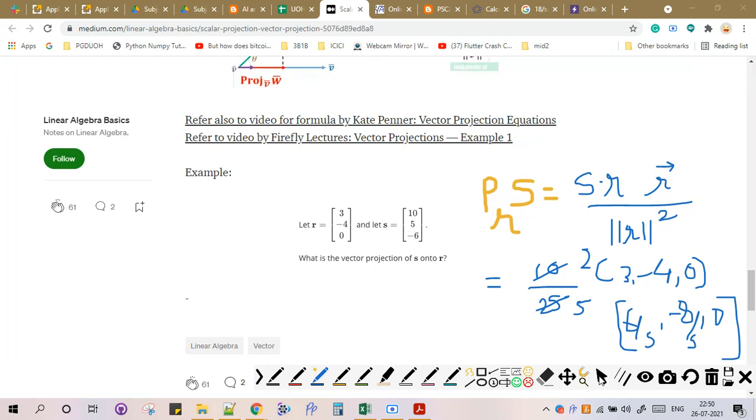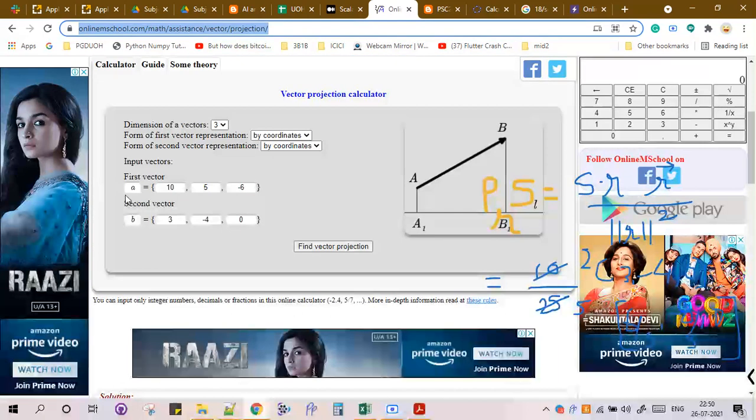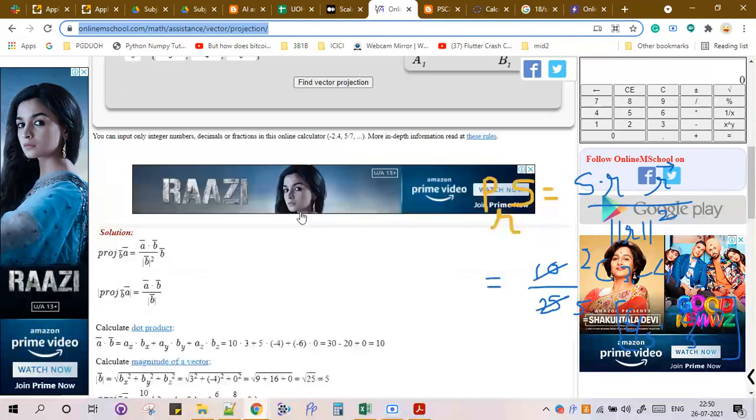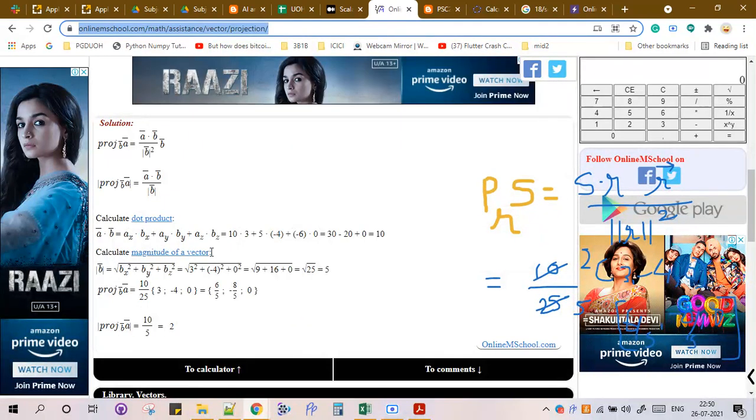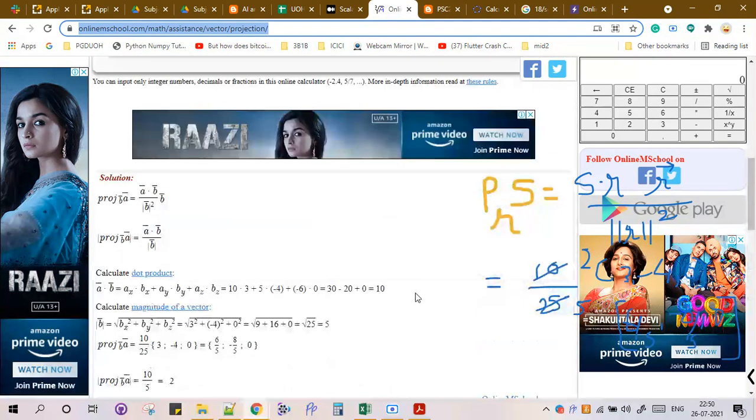So let's verify if it is correct or not, right? Because it would be a really hectic exercise to calculate the theta first, then use that s cos theta r divided by mod r. So if I put this, 10, 5 minus 6, 3 minus 4, 0, then we get a similar answer. How did they calculate? In a similar way, right? 10 divided by 25, 3 minus 4, 0, 6 by 5, minus 8 by 5, 0. The same answer we got.